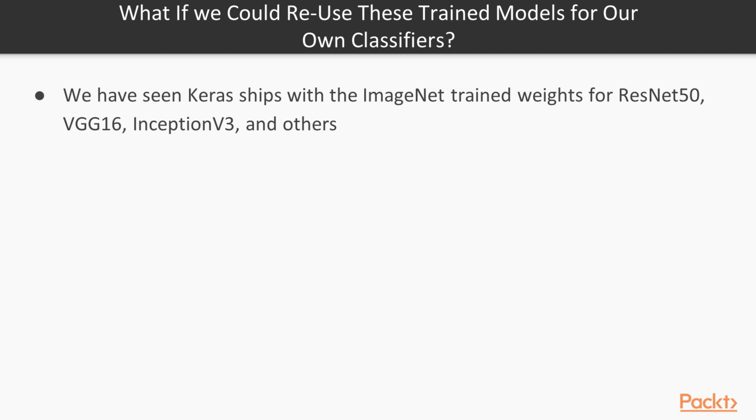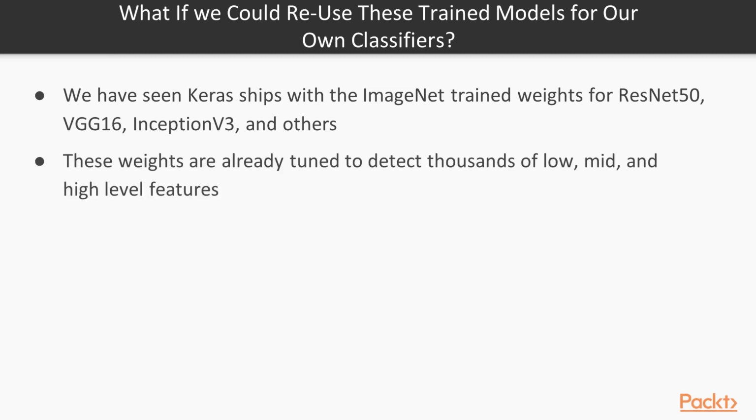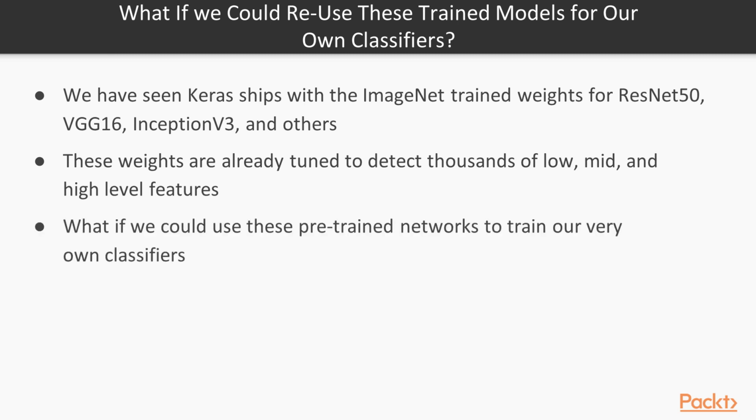Well, what if there was a way to reuse these previously trained models for your own classifiers? As you've seen, Keras includes some pre-trained image network weights for networks such as ResNet50, VGG16, Inception, MobileNet, and many others. And these weights have already been tuned to detect thousands of low-level, mid-level and high-level features in the ImageNet dataset, which contains 1,000 classes of images. So what if we can use these features that they have learned from those images in ImageNet to train our own classifiers? Well, we actually can, and it's quite simple.